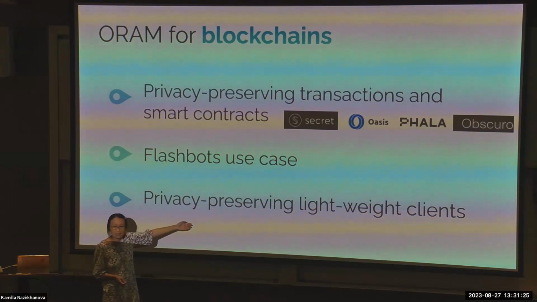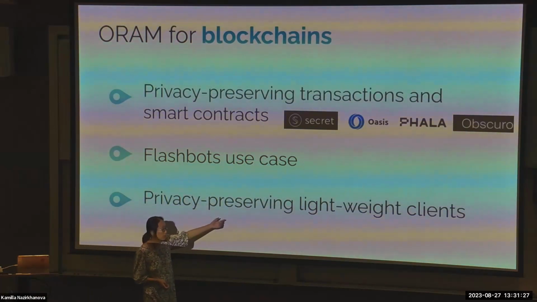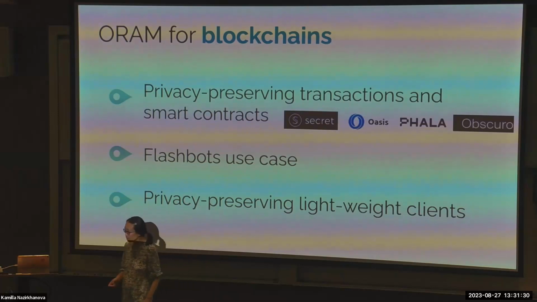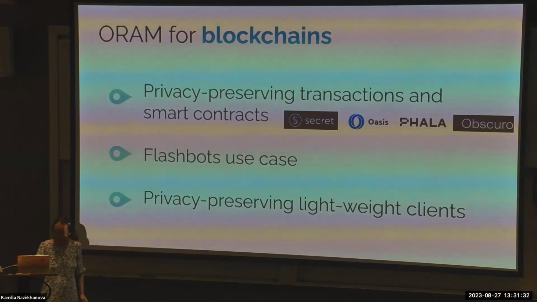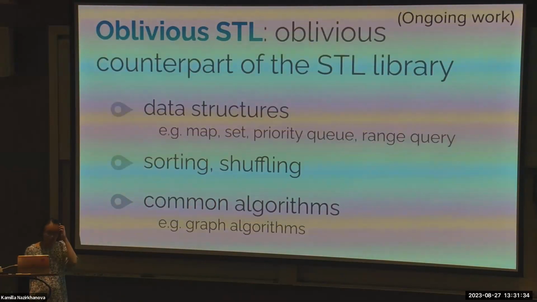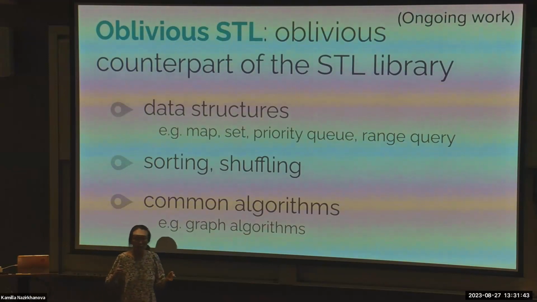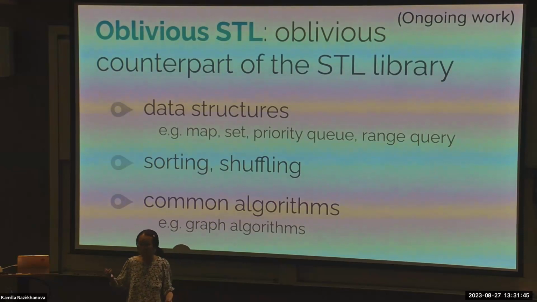Privacy-preserving lightweight clients, and this is actually being implemented by some blockchain projects like MobileCoin, and they are using ORAM. So I want to quickly mention, right now we are working on building an open source library called Oblivious STL. You can imagine this is an Oblivious counterpart of C++ STL.